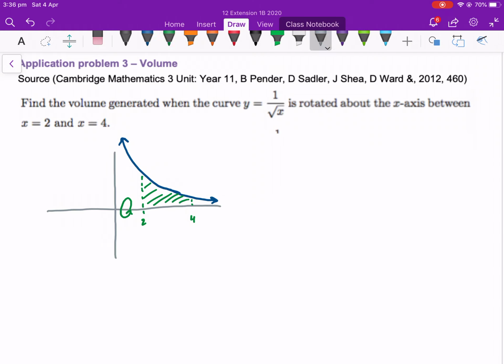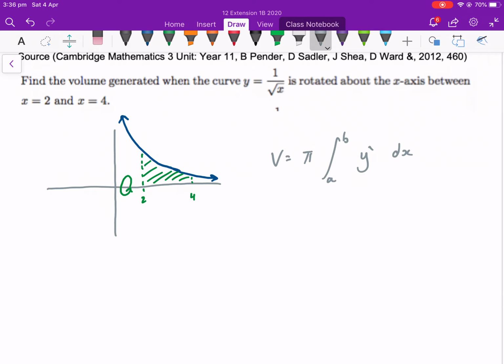So a reminder of the formula for volume is that volume equals pi times the integral between a and b of y squared dx. So for us in this question here, the volume is going to be equal to pi lots of the integral between 2 and 4. Now, y in this expression is 1 on the square root of x. Therefore, y squared is 1 on root x times 1 on root x, which is just 1 on x. So 1 on x dx.